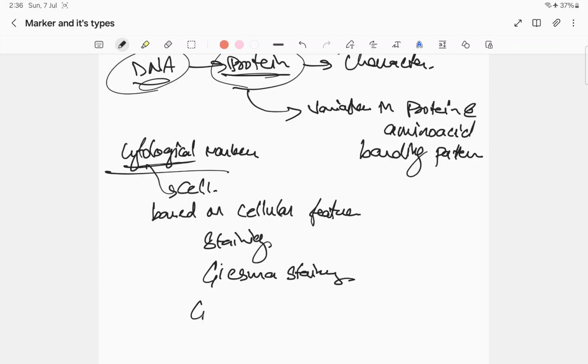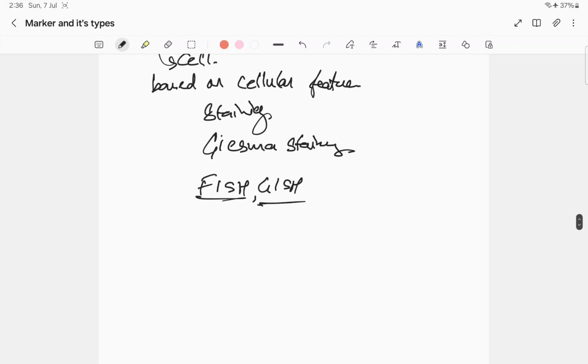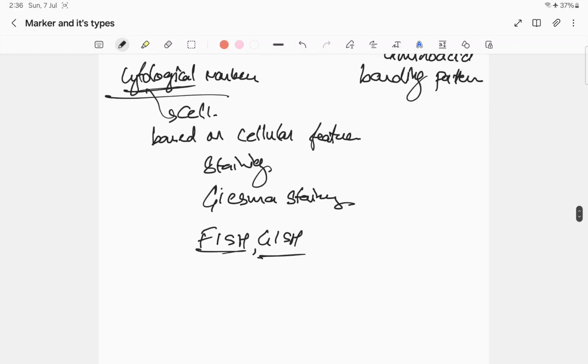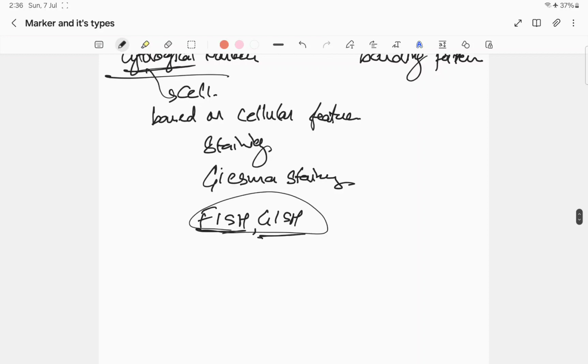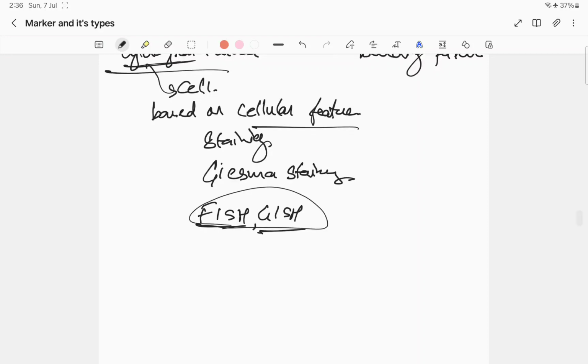For example, FISH, fluorescent in situ hybridization or genome in situ hybridization. If we use any cytological techniques such as this, then also it's said to be the cytological marker, based on the cellular feature we are observing, right?